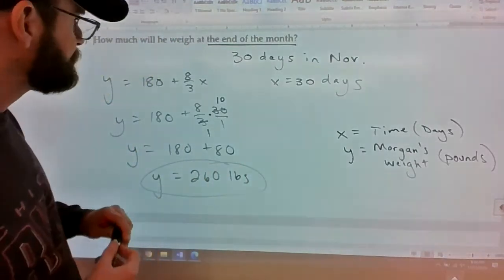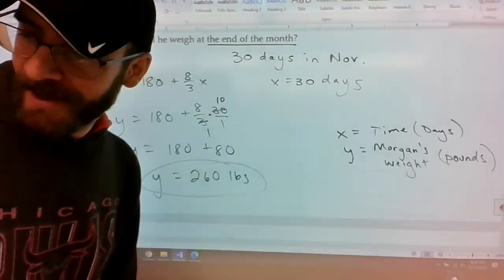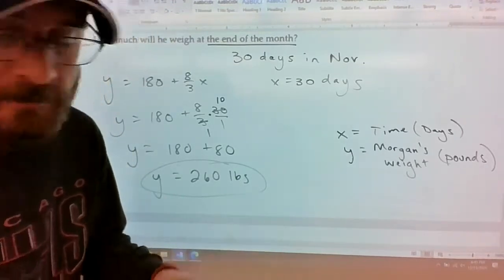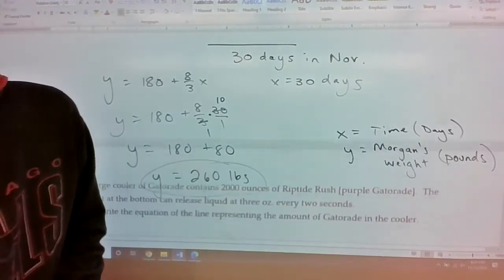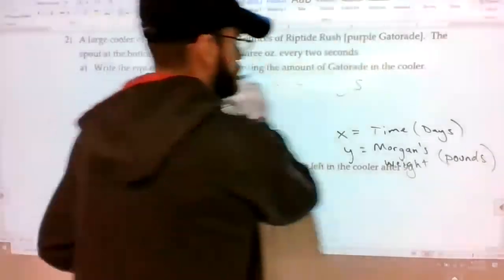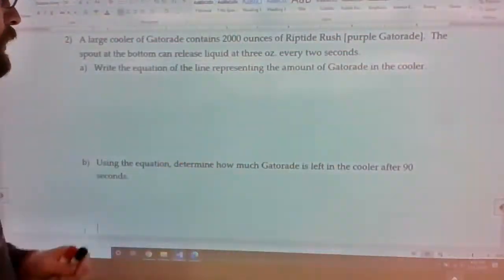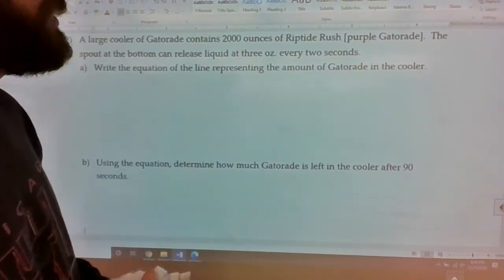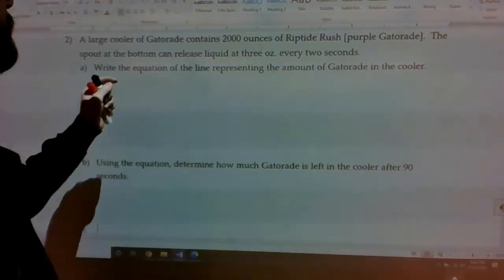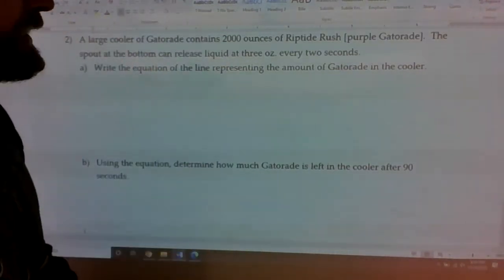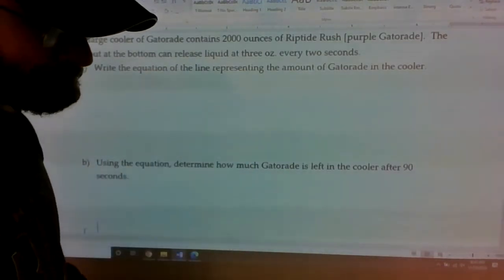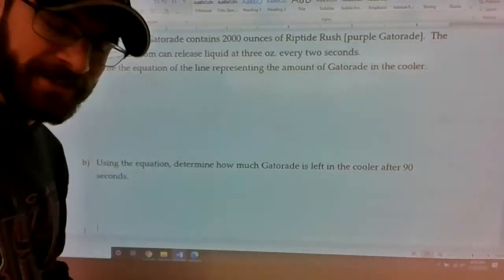that's how much you'll weigh at the end of the month. All right, this is actually taking a lot longer than I thought. But we'll just burn through the second example on this same video. Forgive me if it goes over 15 minutes. All right, we're talking Gatorade now. A large cooler of Gatorade contains 2,000 ounces of delicious Riptide Rush. That's the purple Gatorade. The spout at the bottom can release liquid at 3 ounces every 3 seconds if you just kind of like put it on, I don't know what you'd call that, the default spout setting, right?